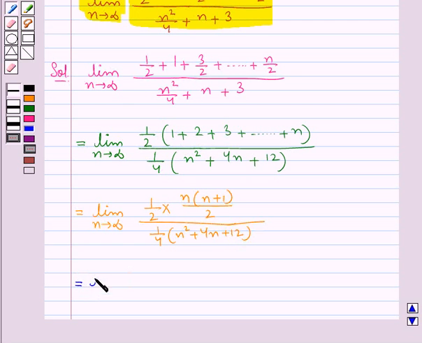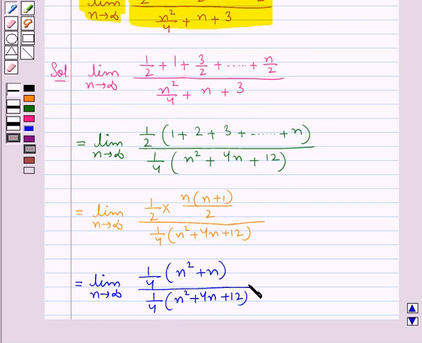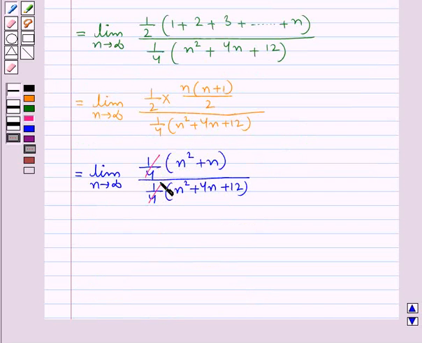So further we have limit n tends to infinity, 1/4 into, now n into (n + 1) the whole would be (n² + n) the whole, and this whole upon 1/4 into (n² + 4n + 12) the whole. This 1/4, 1/4 cancels, and so this is equal to limit n tends to infinity, (n² + n) upon (n² + 4n + 12).